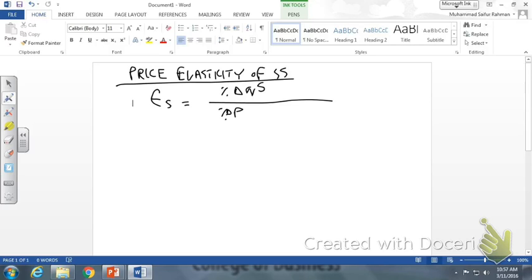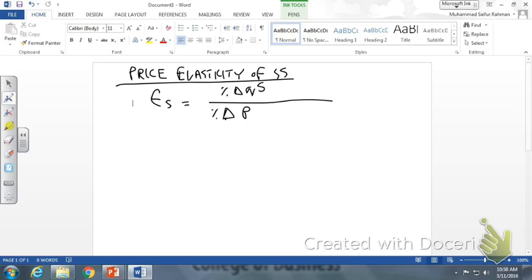So what you're asking in this calculation is that whenever there is a percentage change in price, how much does the quantity supplied by the producer change? You take the percentage change in price in the denominator, you take the percentage change in quantity supplied in the numerator, and the resulting calculation is called price elasticity of supply.